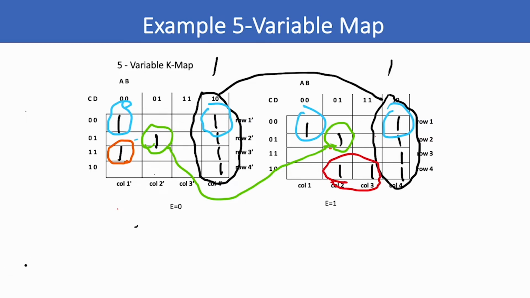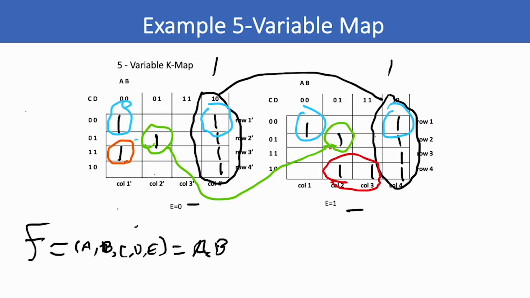Okay. So let's write out this function. The black one is equal to, well, we know we went from one map to the next, and we know that E went from a 0 to a 1, so E drops out. So the function of A, B, C, D, E equals this one right here. We know that CD drops out from here to here. E has already dropped out because we went between maps. So we're left with a 1, 0 for AB. So that's AB bar. So that black covering is AB bar.